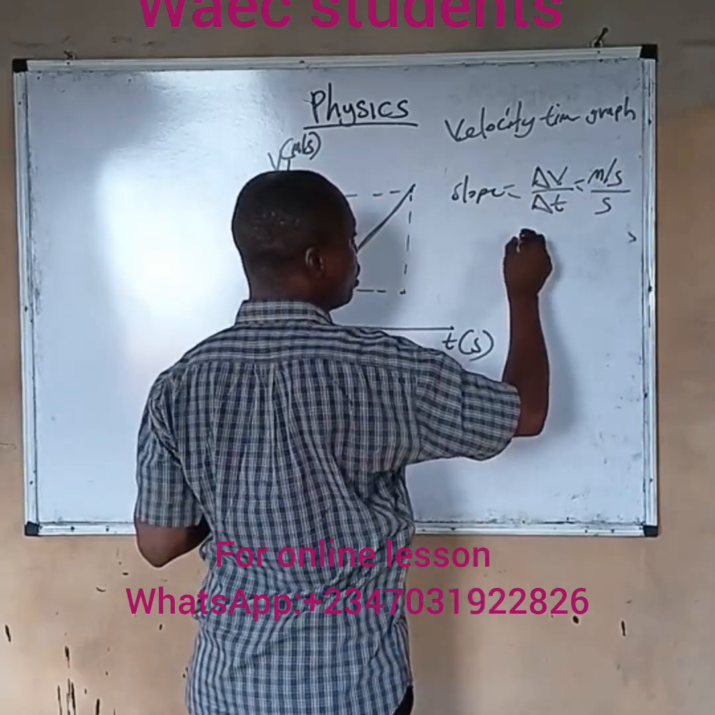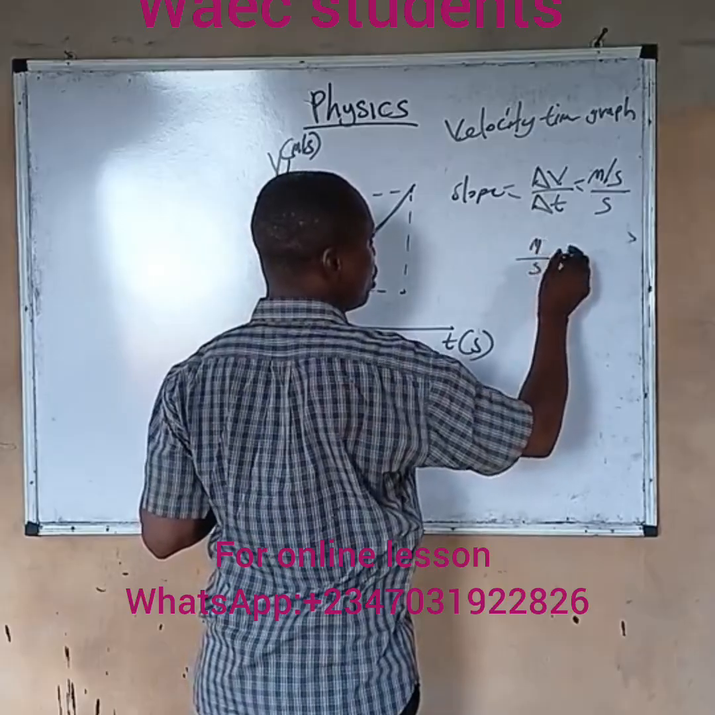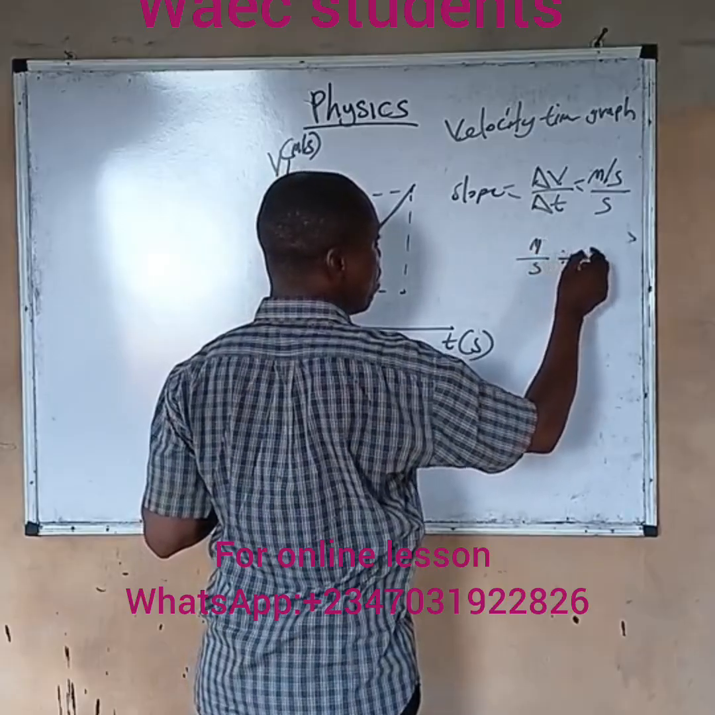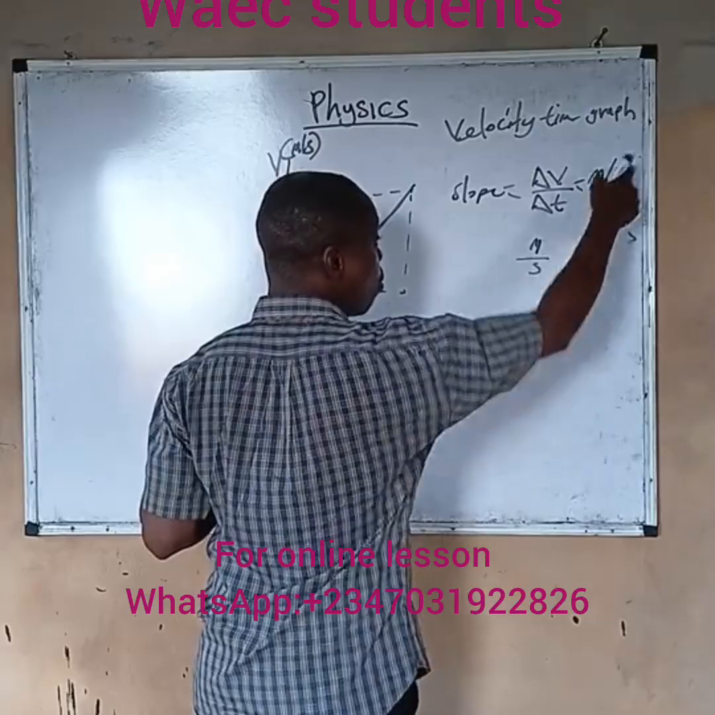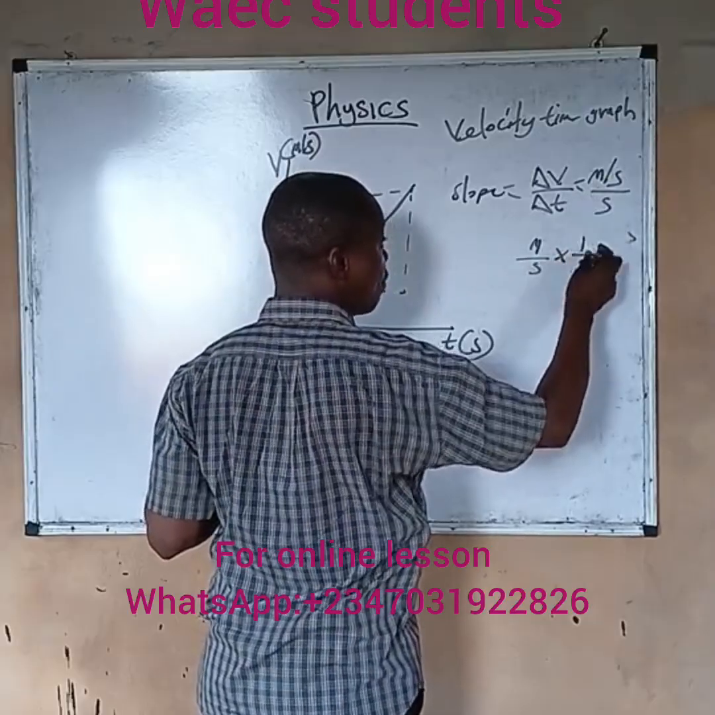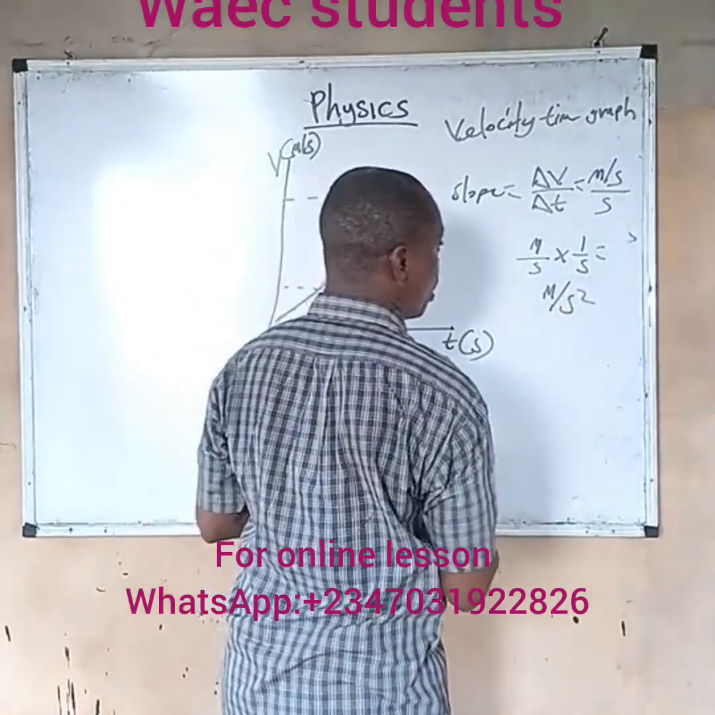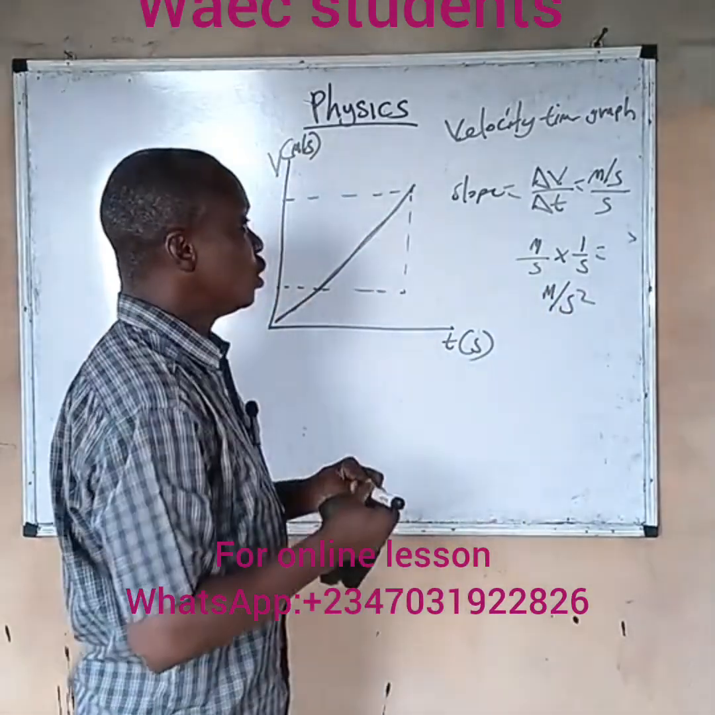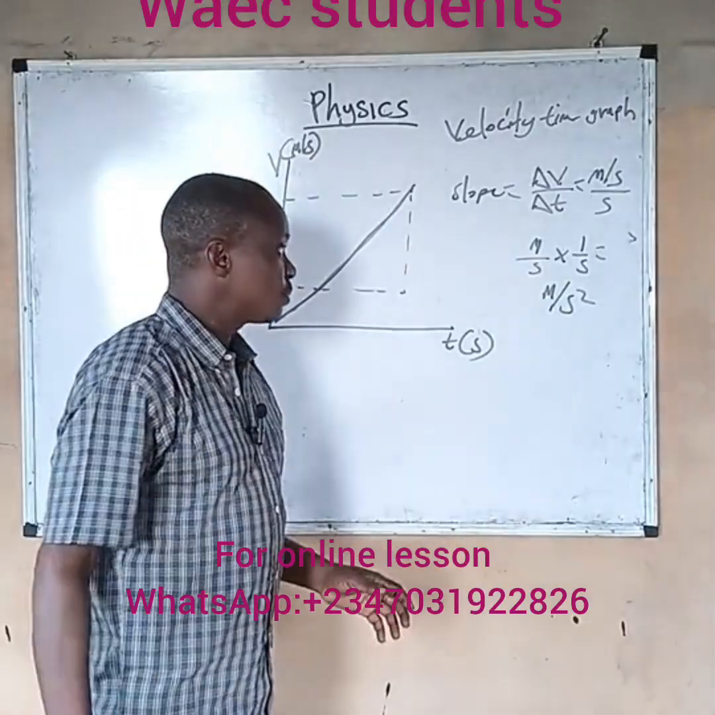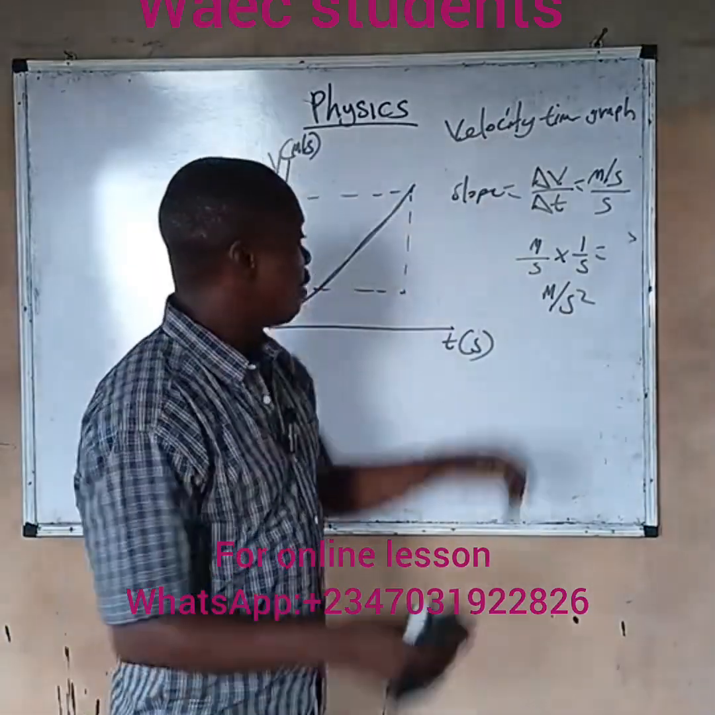Now, when you work this out, meter per second divided by second will give you second square. That means times 1 over second. That's what you have in there, which is meter per second square.